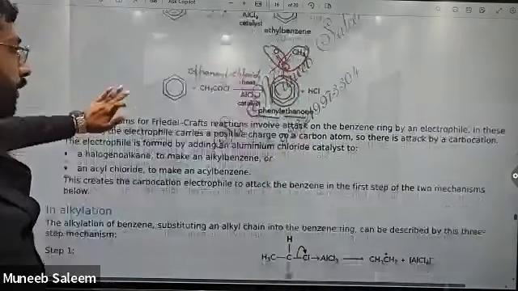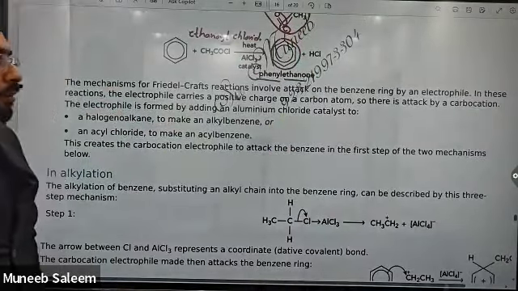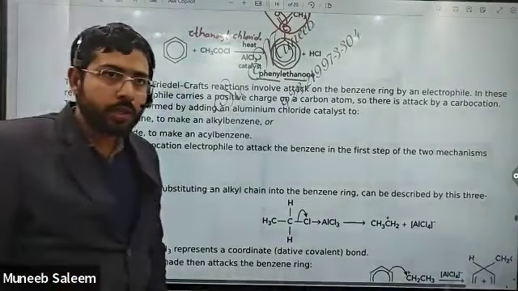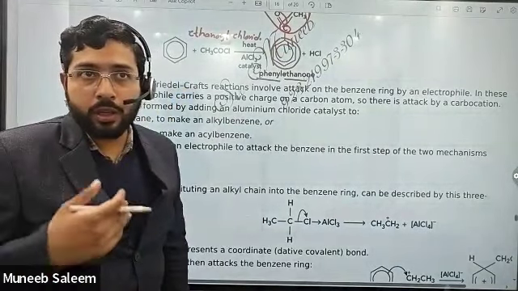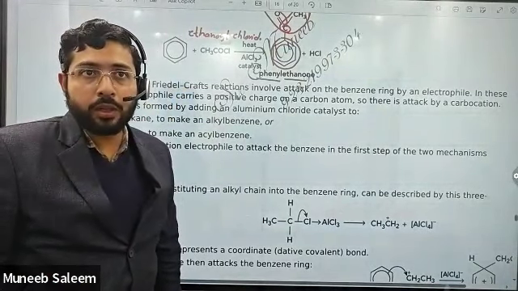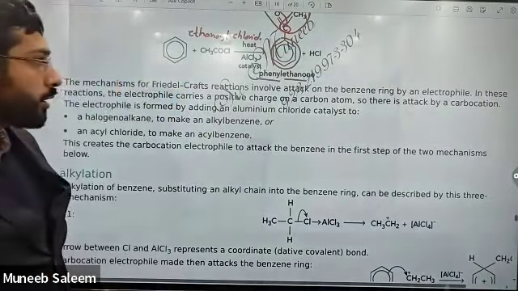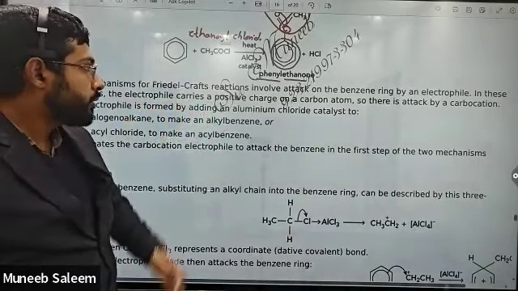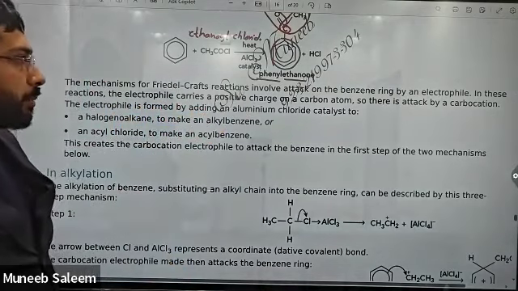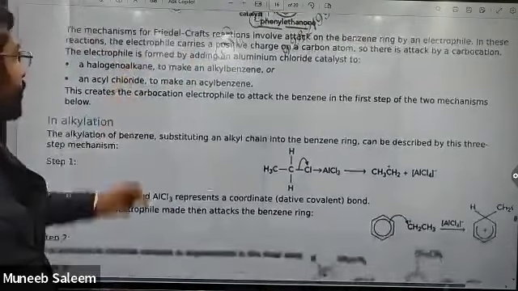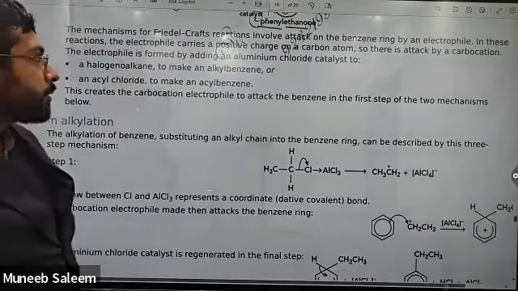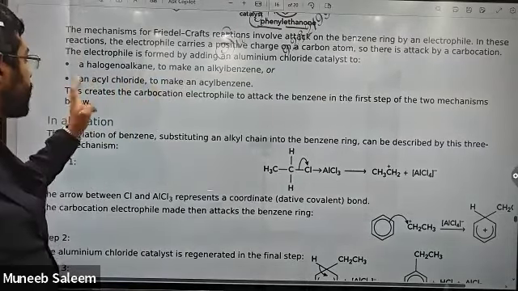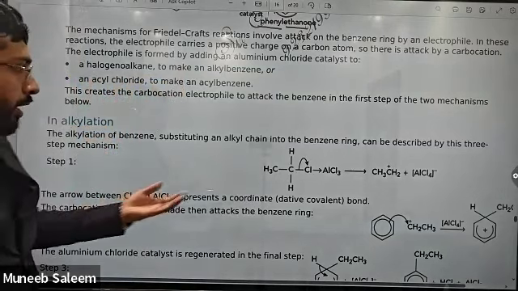The mechanism of Friedel-Crafts reaction involves attack on the benzene ring by an electrophile. So the electrophile is the attacking material or the initiator over here, which will attack the benzene in the start. The electrophile carries a positive charge on a carbon atom, so there is an attack by a carbocation. The electrophile is formed by adding an aluminum chloride catalyst to the halogen alkane to make an alkylbenzene, or to an acyl chloride to make an acylbenzene.